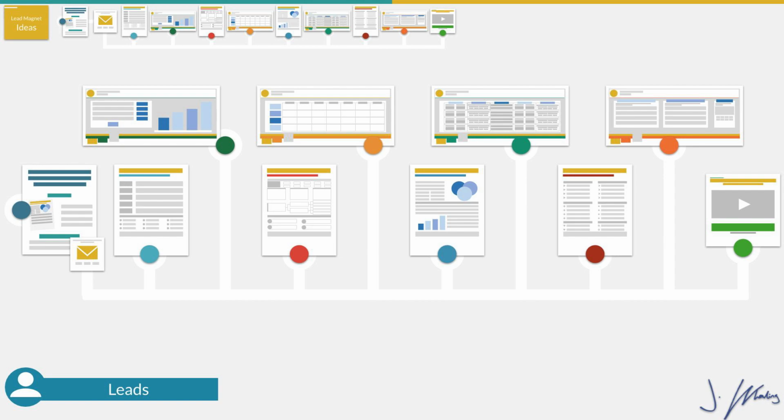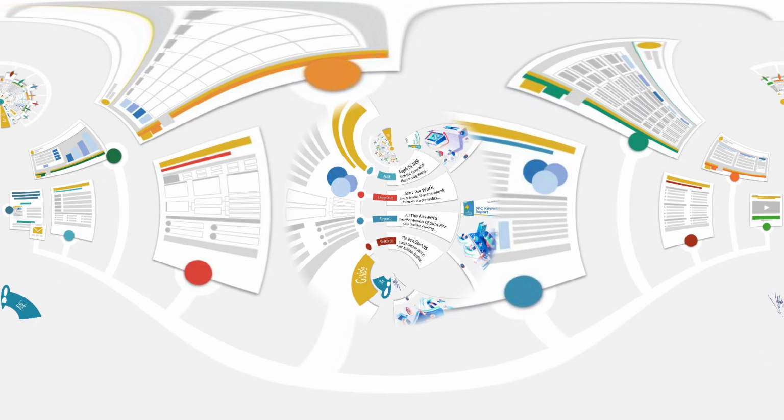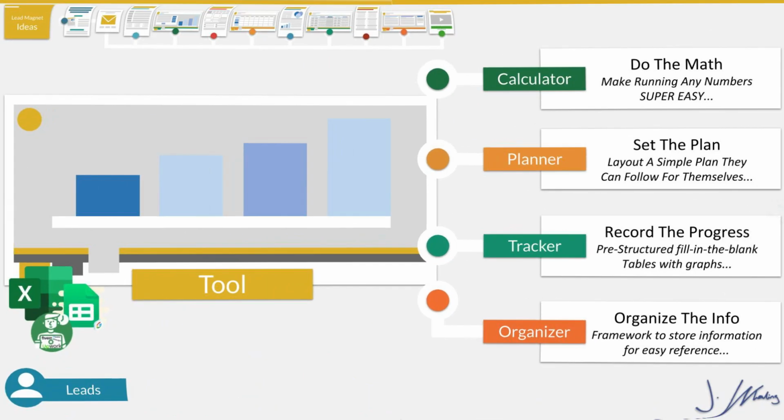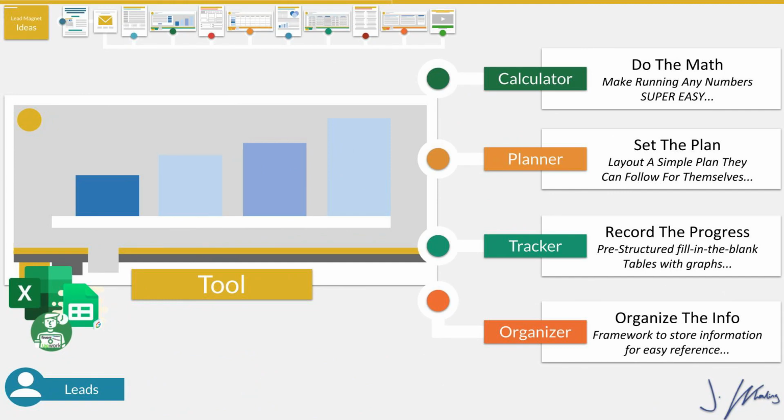So here we're going to go through 3 different types. We're going to go through text-based lead magnets, and these can be a Word doc or PDF. This can be a report, a resource guide, an audit, or a template. Then we're going to go through what you can do with Google Sheets or an Excel sheet.